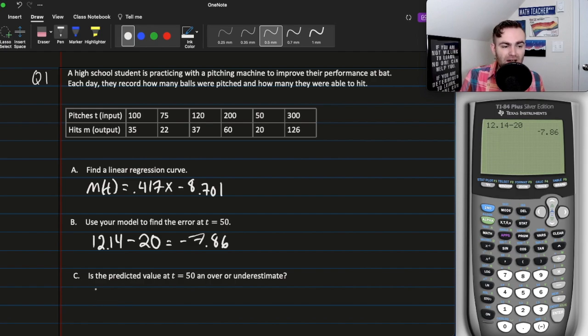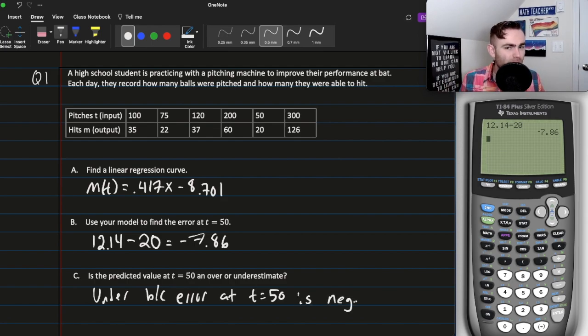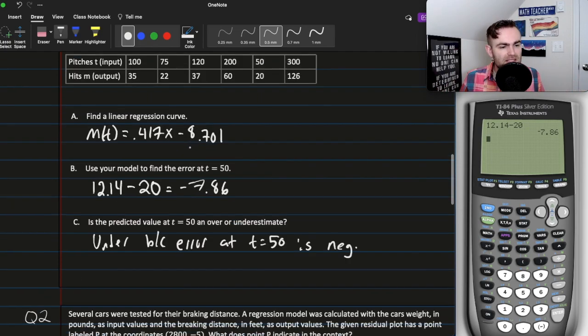So is it an over or underestimate? It is an underestimate. And we could say that because the error at t equals 50 is negative. So you can do all that. But it also just makes sense, right? Our function predicted is going to be 12.14. The person actually got 20. They got less, so the function predicted less than what they had. It was obviously an underestimate. So even though we're using all these big words, and sometimes we might have all these formulas, make it make sense in your mind, right? So not too bad. Honestly, not too bad.